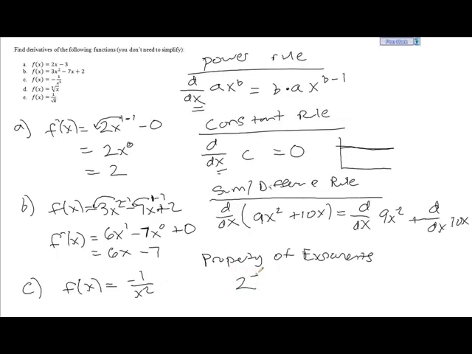So recall that if you have a negative exponent, like 2 to the negative 2, easy way to think about this is you put it over 1. To make it a positive exponent, by definition, this means 1 over 2 squared.